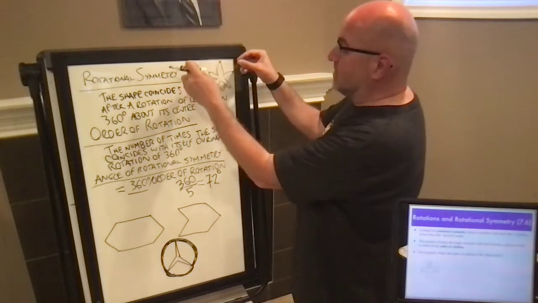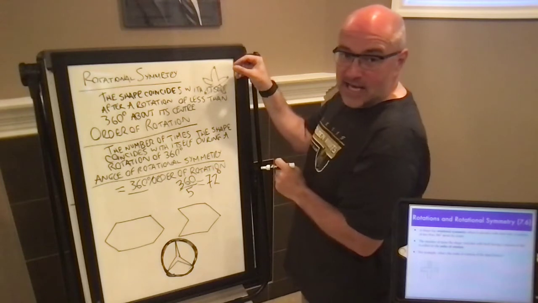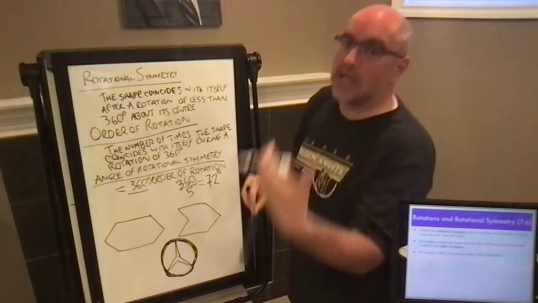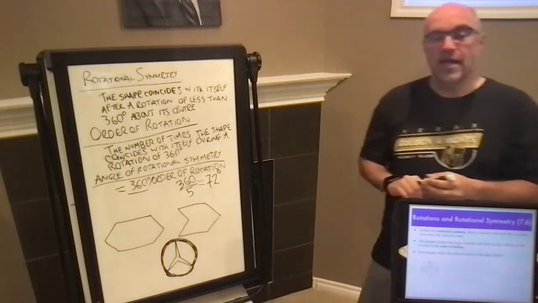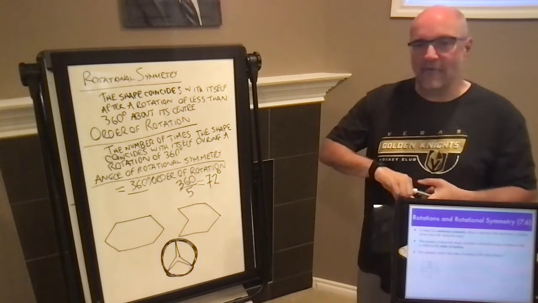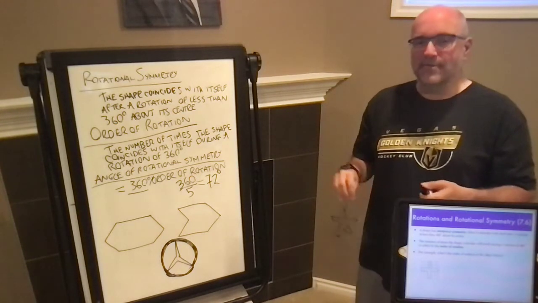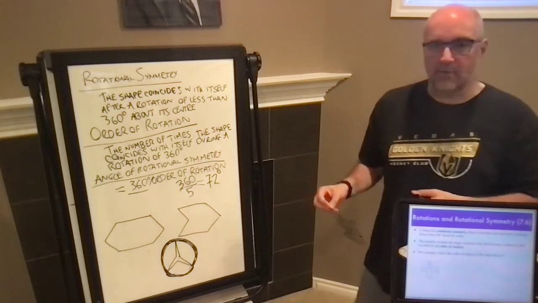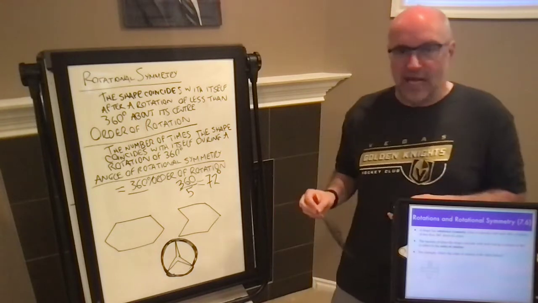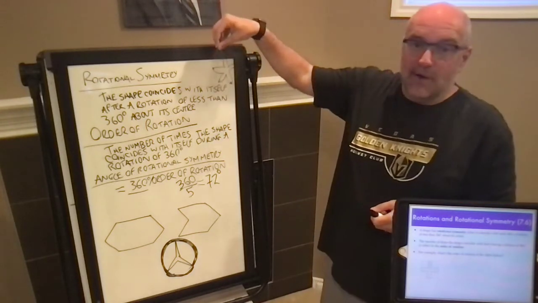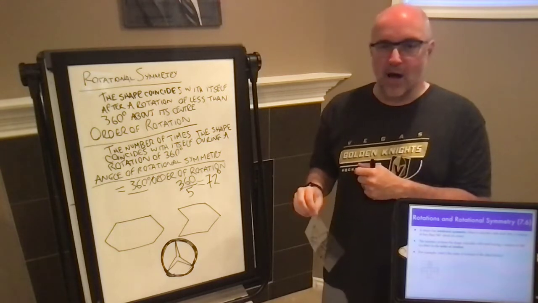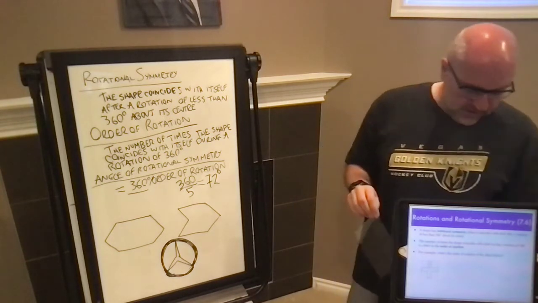So basically what that means is every time I rotate this to get the starfish to coincide with itself, I have to rotate it 72 degrees. Maybe don't rotate a real starfish in real life. They probably don't like that. But if it's a diagram of a starfish, you would have to rotate it 72 degrees every time you want that object to coincide with itself.